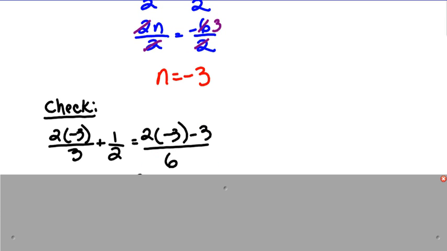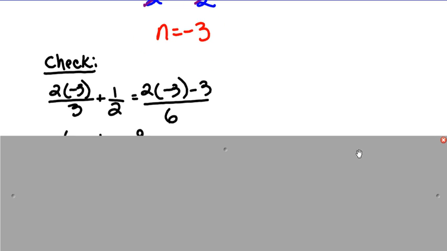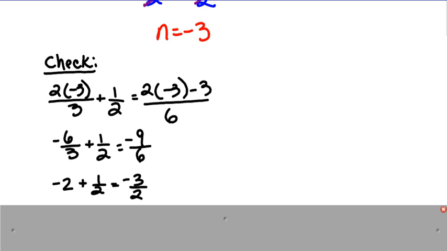We're going to take the value for n and substitute it back into the original equation. Following the order of operations, let's see what occurs. We've got negative 6/3 plus 1/2 to see if that equals negative 9/6. Well, negative 6/3 is really a negative 2, and negative 9/6 is really a negative 3/2.